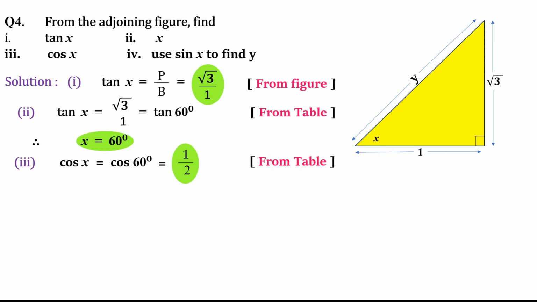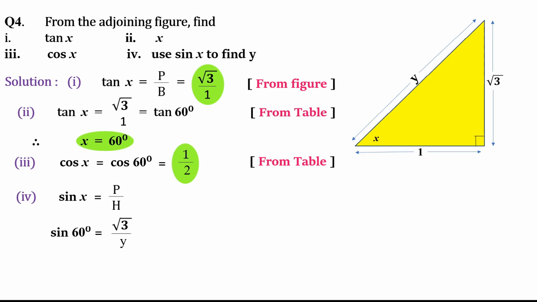Fourth part is use sin x to find y. So using the figure, we will find the value of sin x. Sin x is perpendicular upon hypotenuse, and that is root 3 by y. And I know the value of x, so I will substitute the value of x. X is 60 degree. Sin 60 degree becomes equal to root 3 by y. How have we got root 3 by y? From the figure. Now why have we done this? I could have solved sin x immediately. They have said use sin x to find y.